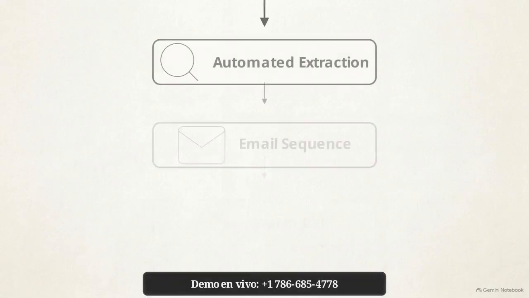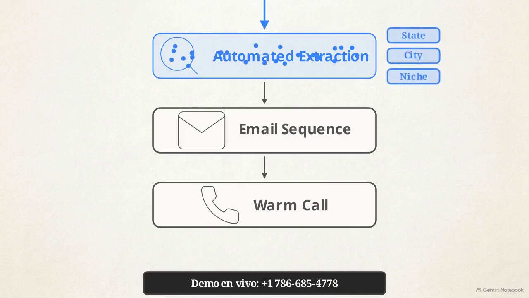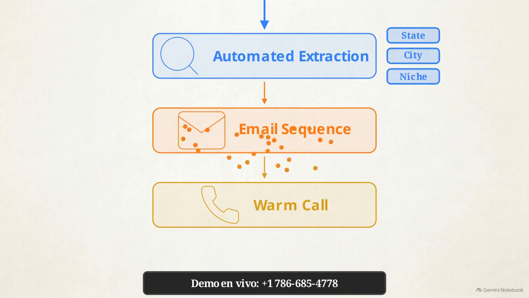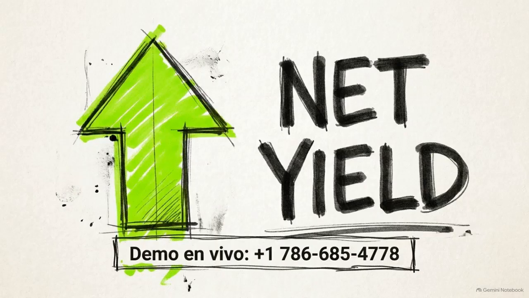This outlines the 3 stages of the engine we'll build: automated extraction, email sequence, and warm call. Step 1 pulls targeted prospects from the web. Step 2 warms them up automatically. Finally, Step 3 converts preparation into a booked calendar meeting. Replacing a monthly ad spend with a one-time investment in a self-sustaining machine allows you to keep the revenue you generate. When you stop paying for every lead, your profit margins naturally expand.